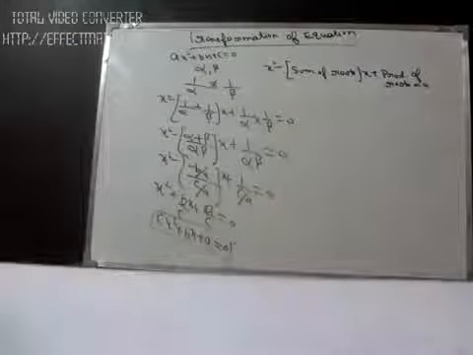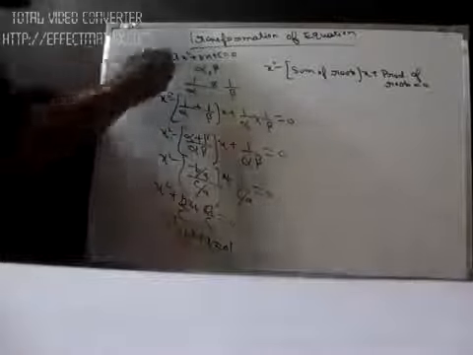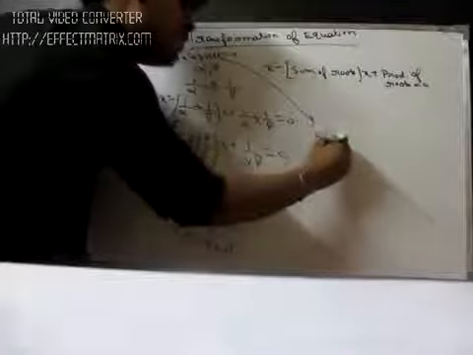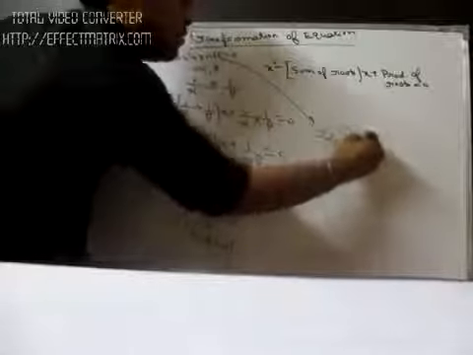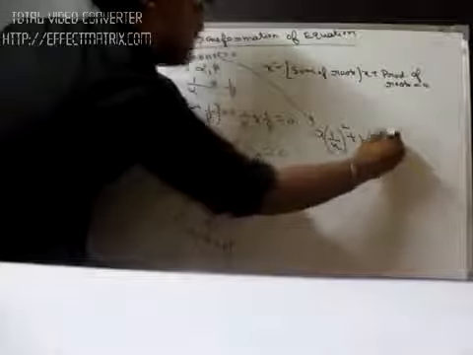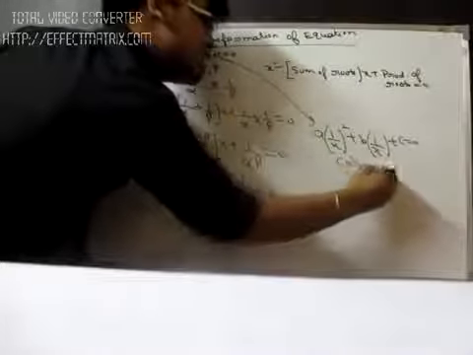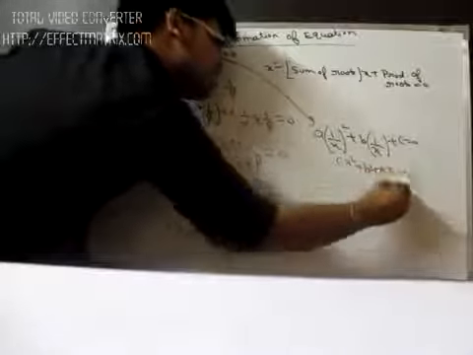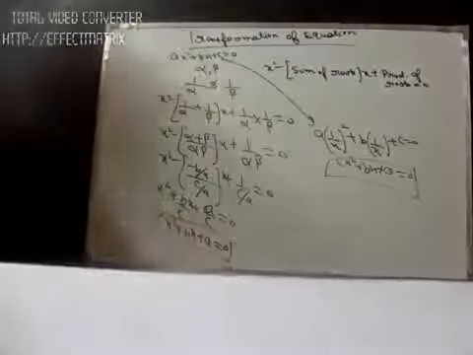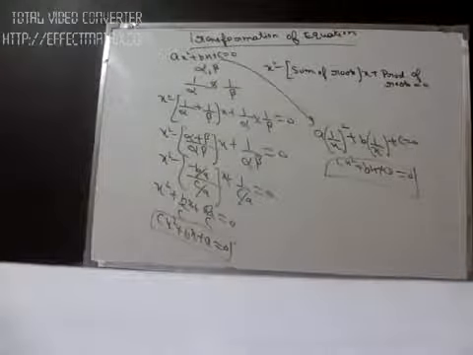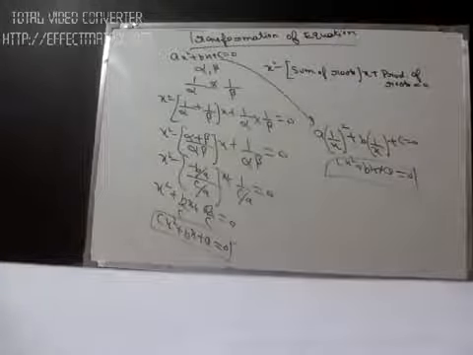We could do it directly by just replacing x by 1 by x. a (1 by x) whole square plus b (1 by x) plus c equal to 0, so cx square plus bx plus a equal to 0. Okay, just replace x by 1 by x. So this equation will form whose roots are the reciprocal of the first equation's roots.